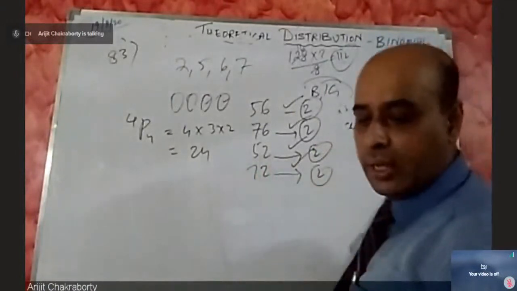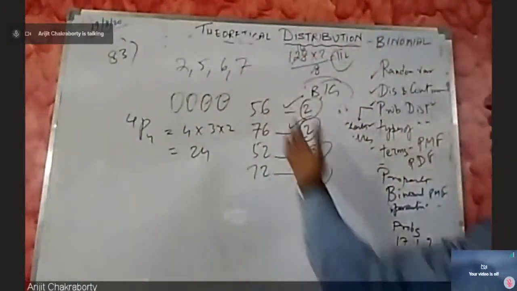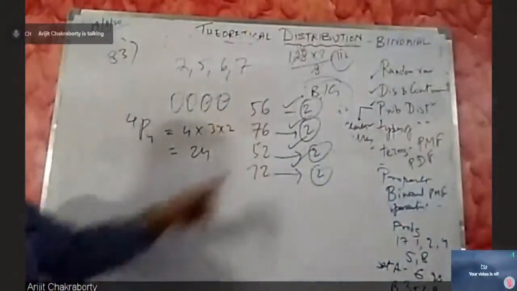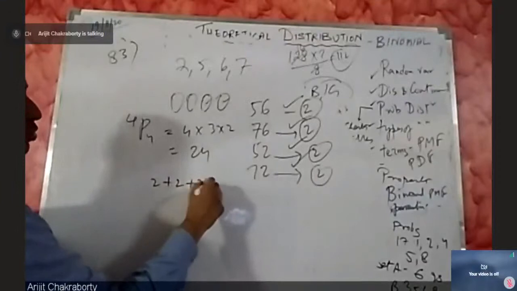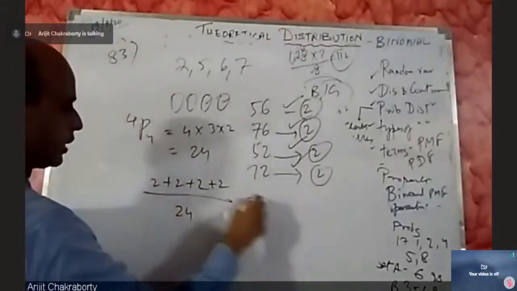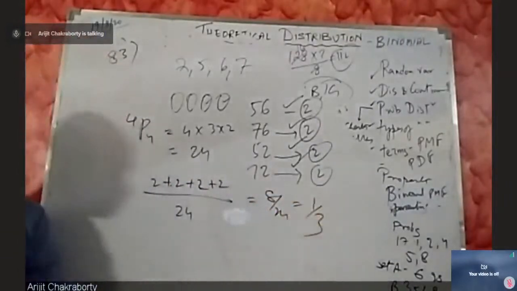Okay. So what we are getting here is that for all these cases we are getting possibilities, right? Each of them is a possibility. So we use the addition rule. So we are getting 2 plus 2 plus 2 plus 2 by 24. That is 8 by 24. That is, I think, 1 by 3. It's coming to 1 by 3.